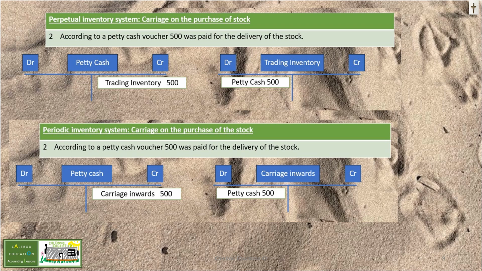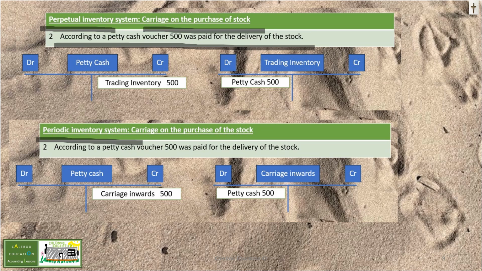So we have the summary of transaction number 2 recorded in the perpetual inventory system and the periodic inventory system. This was the delivery transport of stock. That was the transaction. And in the perpetual inventory system, this delivery was paid with petty cash. Petty cash is an asset. The value of the petty cash decreased. The rule says a decrease in assets, the account must be credited.